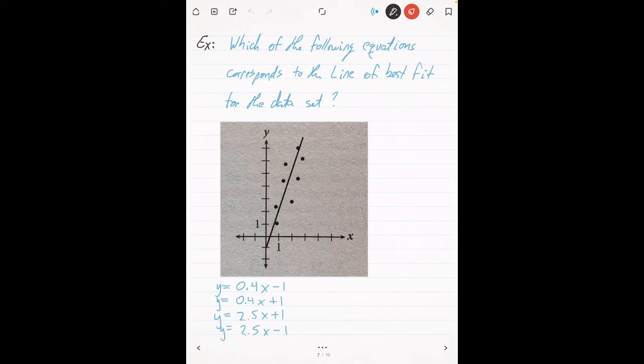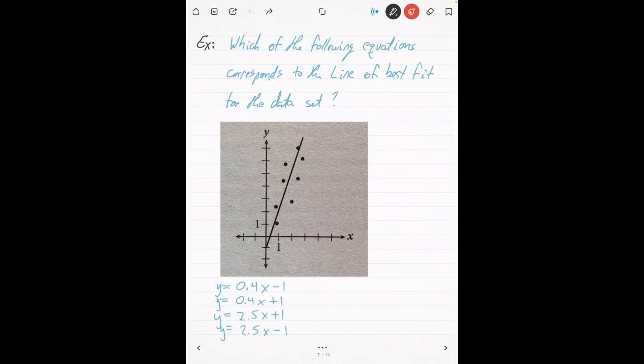We want to now work with a more specific equation that helps us determine what the model is. In this problem, we need to decide which of the given equations is the specific equation to this line of best fit. So instead of us deciding which type of equation, now we are told, okay, it's linear, it's a straight line here. Now we have to think which of these linear equations is the equation for this line.